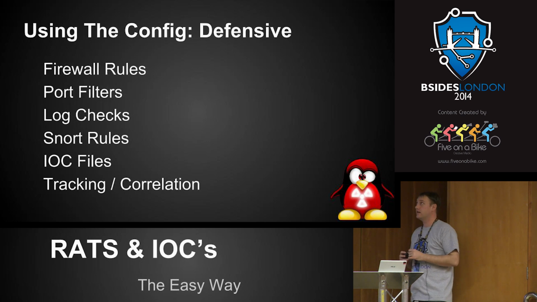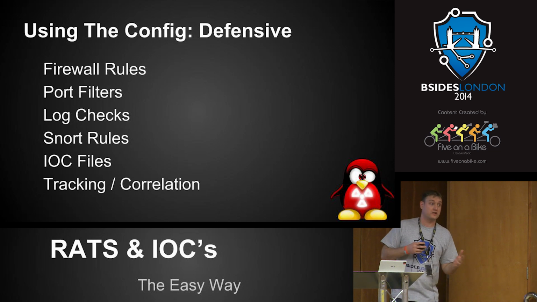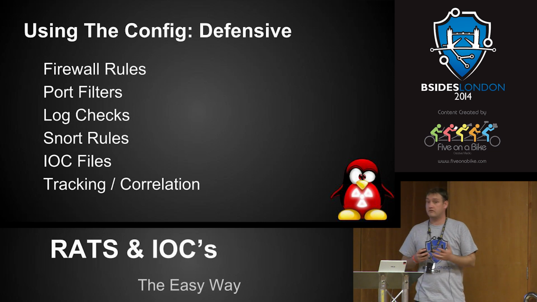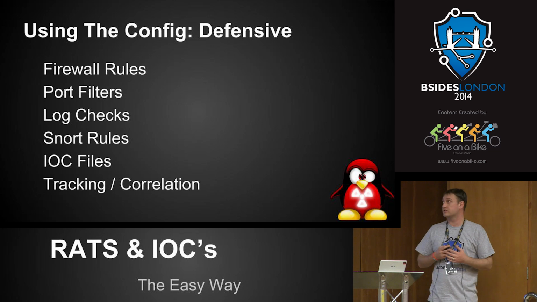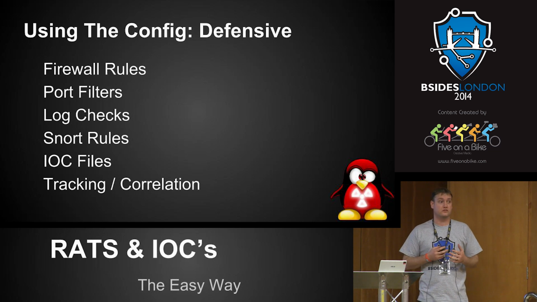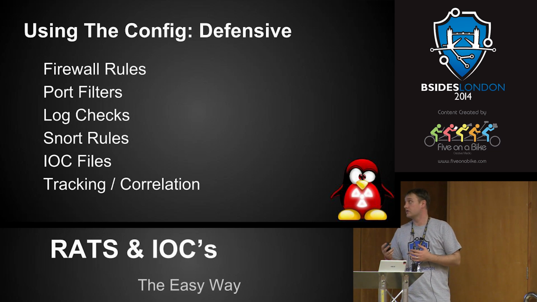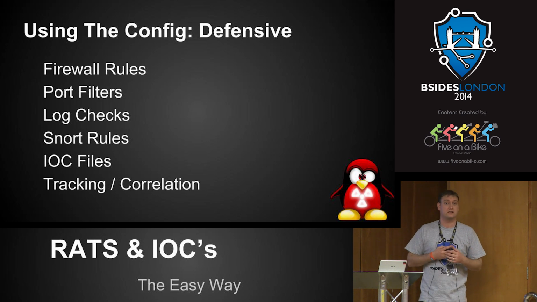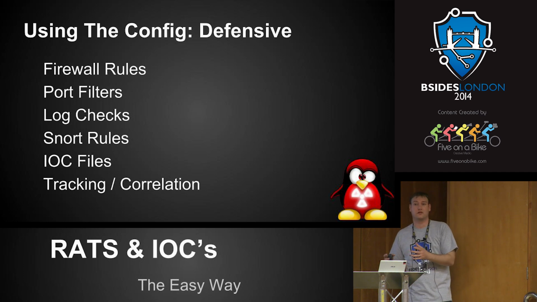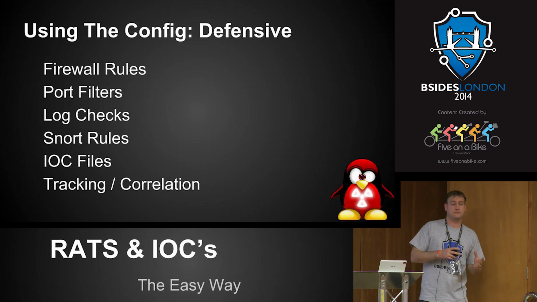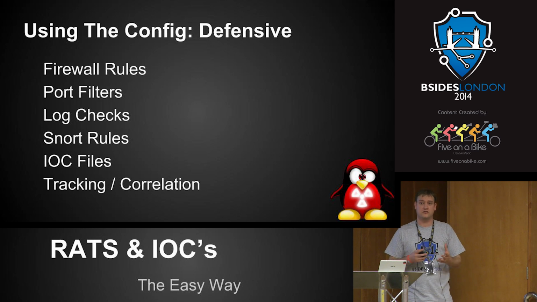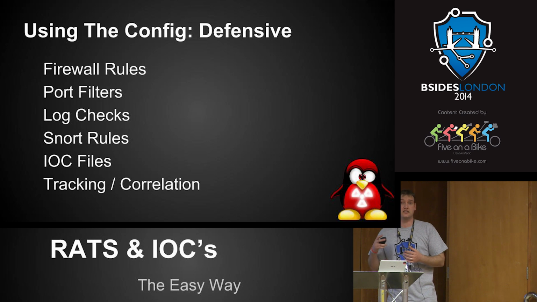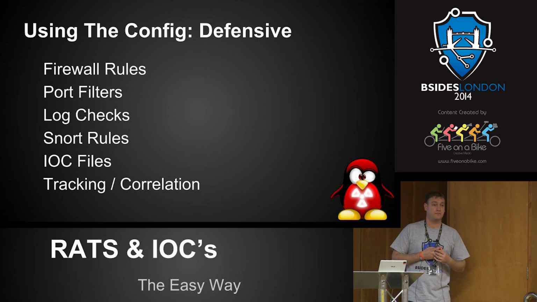So we've got the config, so how can we use this? Defensively, it's nice and simple. Firewall rules, port filters, looking through logs, Snort rules, and IOC files. These are all things we can do very quickly to start providing defense across the estate. Now, this doesn't really apply to those script kiddie kinds of attacks, because nobody in a corporate environment is really going to get infected with those. But as we've seen, this is massively used by APT and e-crime.